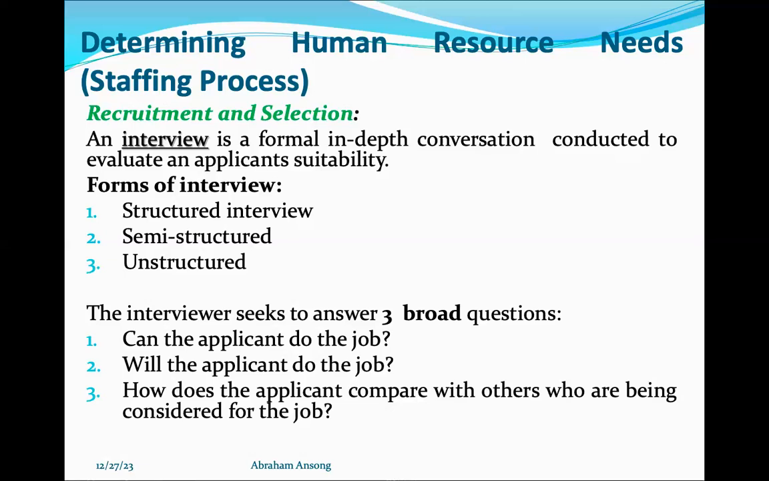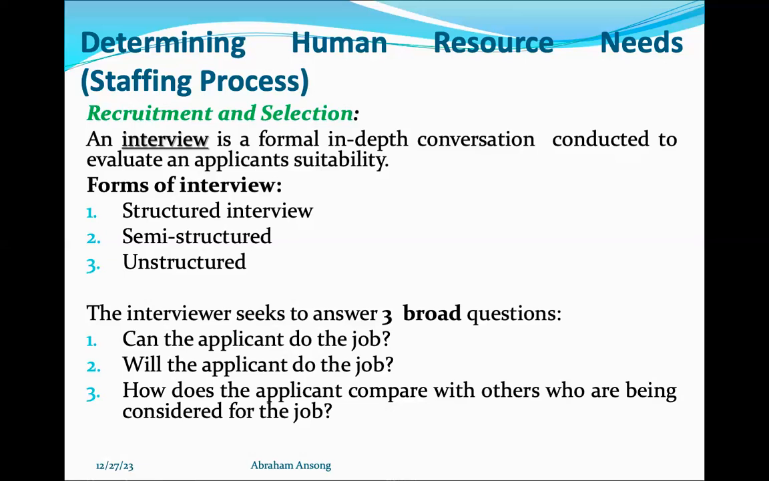Then we have the third one, which is unstructured. Okay. So with unstructured, there is no set of questions for the interviewer. It depends on maybe the information they find in your application form or your CV or whatever. The response that you give will determine the type of questions that you'll be asked. So there is no list of questions, and each applicant is likely to be subjected to different sets of questions depending upon what they find on your CV or what they think they should ask you. All right. So that type of interview is what is known as the unstructured interview.